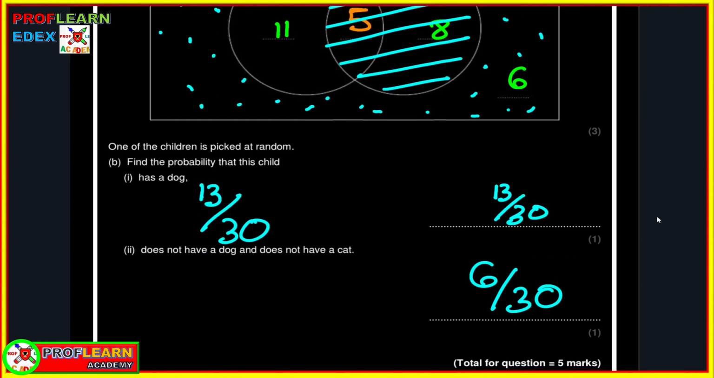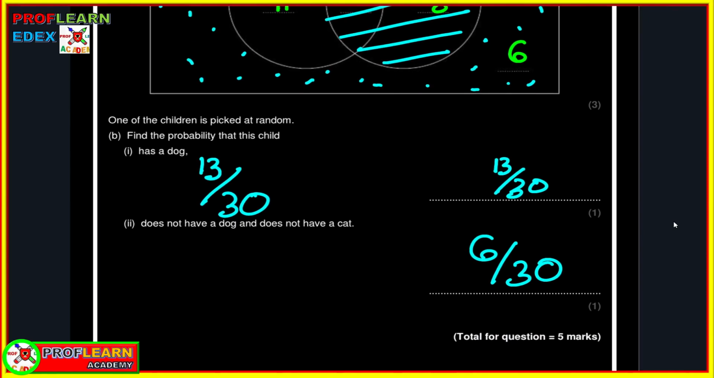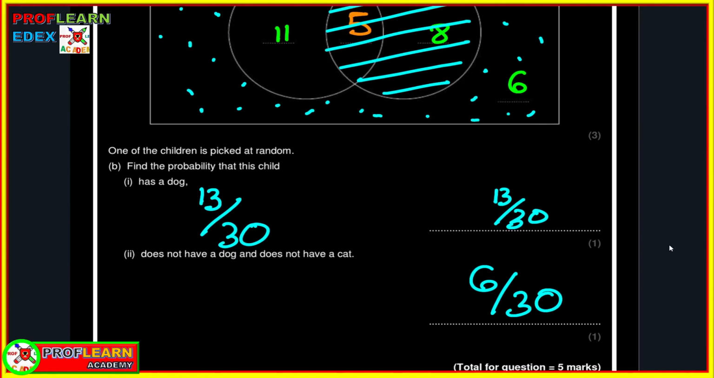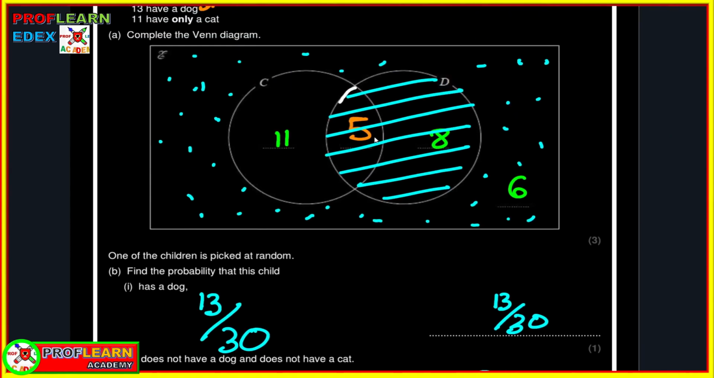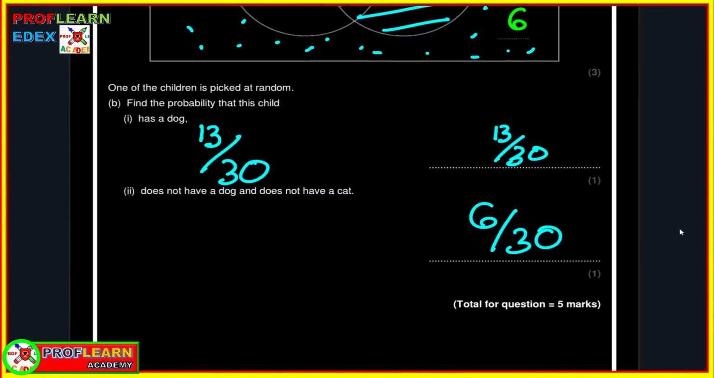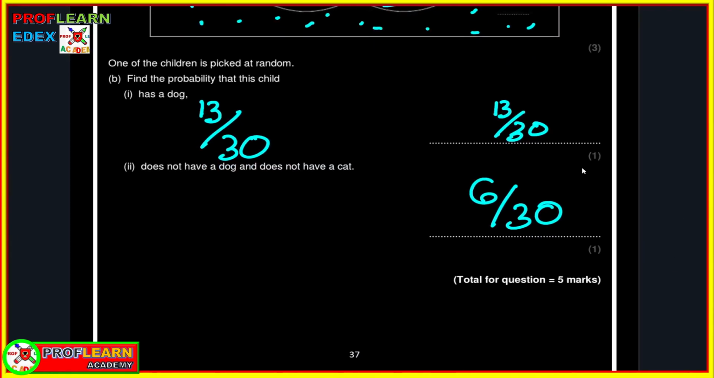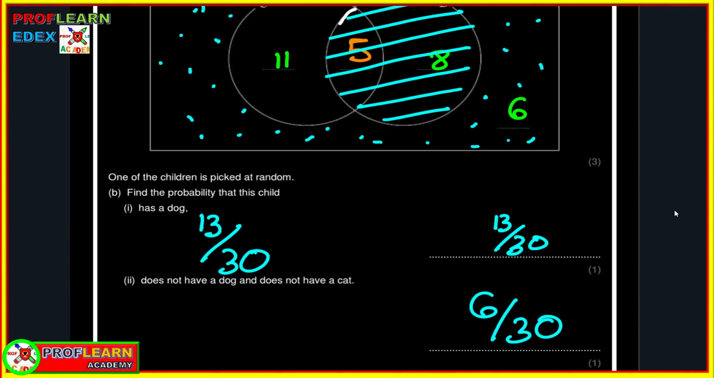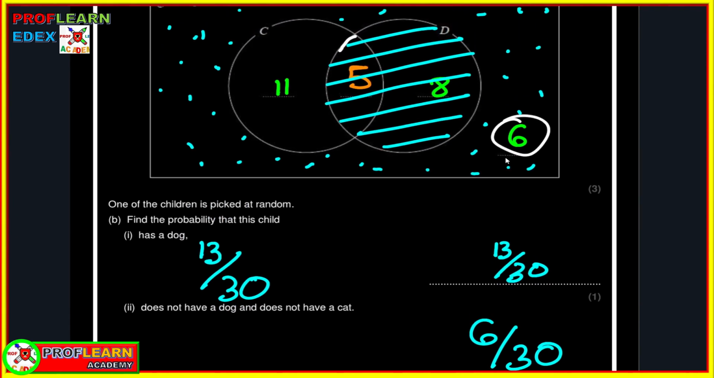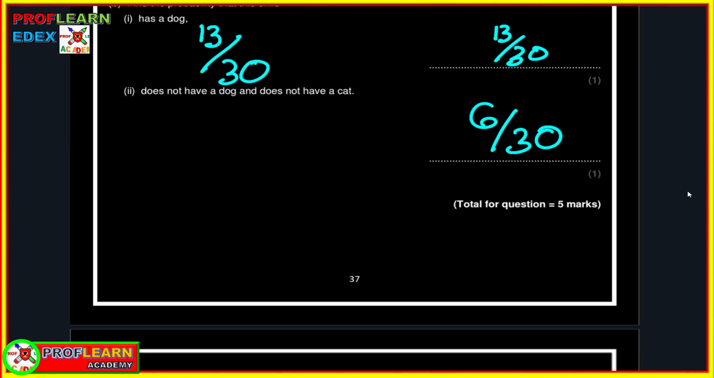Then you would expect to answer questions to do with probability from Venn diagrams. Suppose you are told to find the probability that a child has a dog. You go to this region where I've just drawn straight lines, add them, and you get 13/30. For does not have a dog or a cat, it is this group that is outside here, and that's going to be 6 over 30.